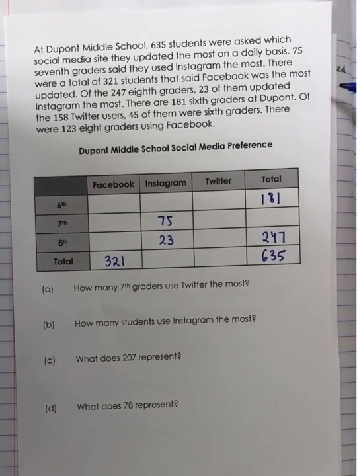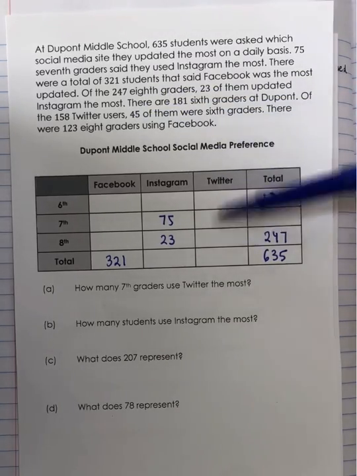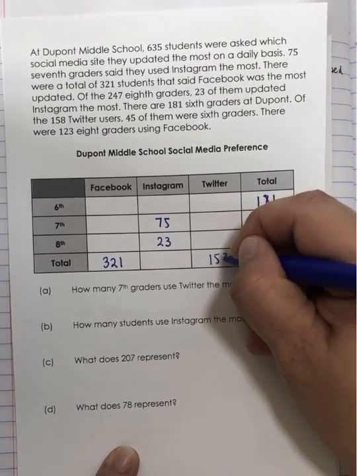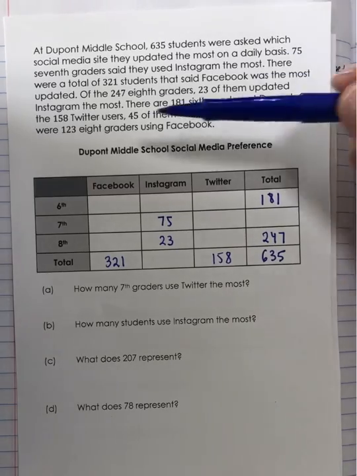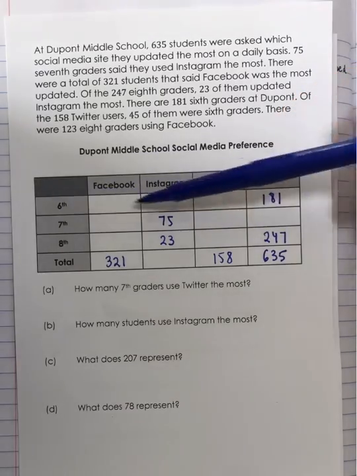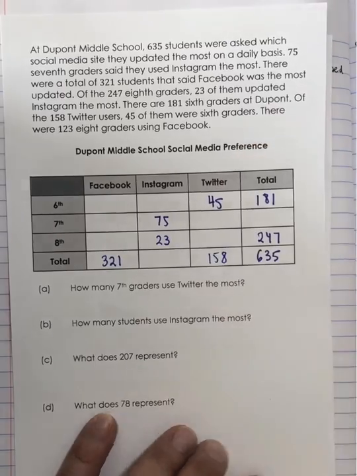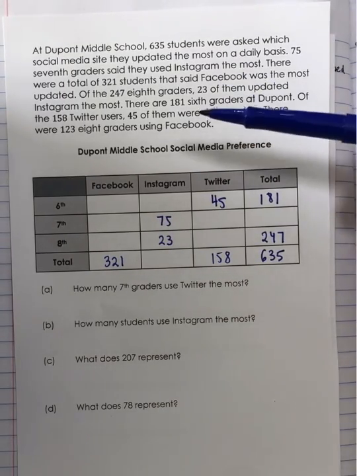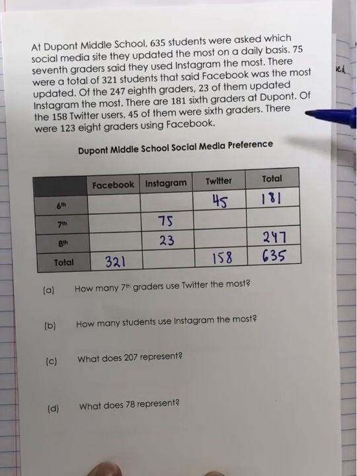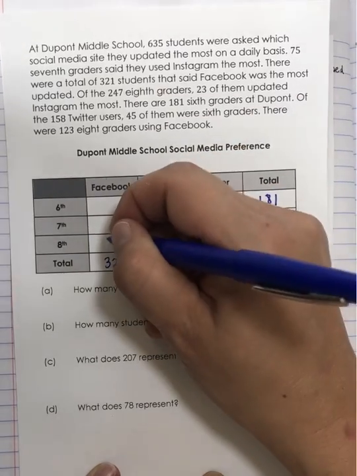Okay. And then we also know that of the 158 Twitter users, so on Twitter, the total number of students that use Twitter is 158. I'm going to type in right here at the bottom. Okay, so of those Twitter users, so in this column, 45 of them were 6th graders. So 6th graders that were on Twitter, right here, 45. Okay, and finally, we also know that there were 123 8th graders using Facebook. So if I look at 8th graders, they use Facebook. So Facebook in 8th grade, there are 123.